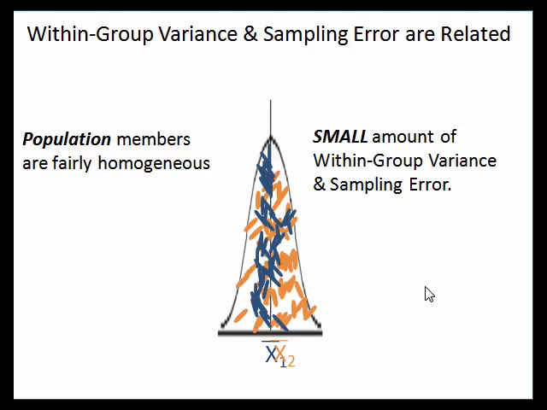Okay, one other point I want to make as we're talking about within group variance and sampling error, I want to let you know that they're related. Consider a scenario where almost everyone has a similar IQ. That is, the members are fairly homogeneous. In a case where everyone is fairly similar in their IQ, if we randomly select from that population to form our treatment and control group, notice that there's not much variation within each of our two groups, and that there's not much sampling error, fairly similar.